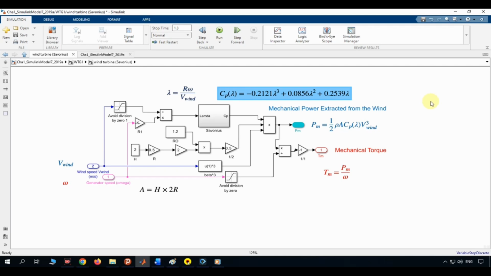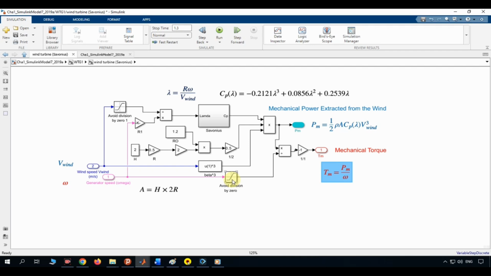You will also notice several blocks labeled avoid division by 0, placed at different points in this subsystem. These are safety saturation blocks. Since the tip speed ratio calculation involves dividing by wind speed and the torque calculation involves dividing by generator speed, both of these values could become 0, especially during startup. Dividing by 0 would cause the simulation to fail. These protective blocks simply clamp the denominator to a very small non-zero value, keeping the simulation numerically stable.